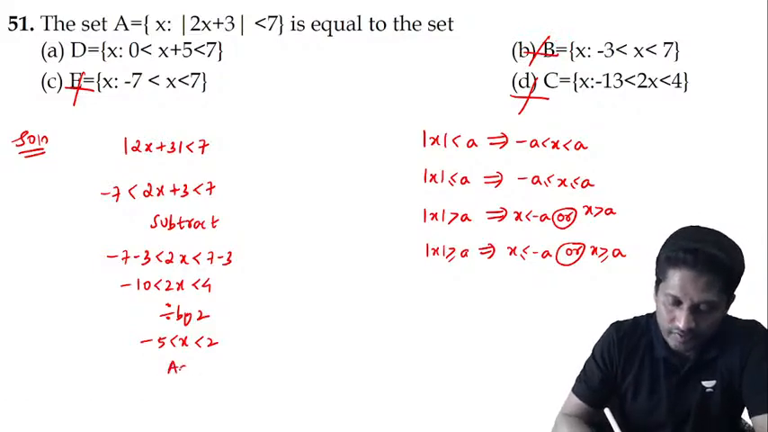If you add 5, then minus 5 plus 5 is less than x plus 5, less than 2 plus 5.